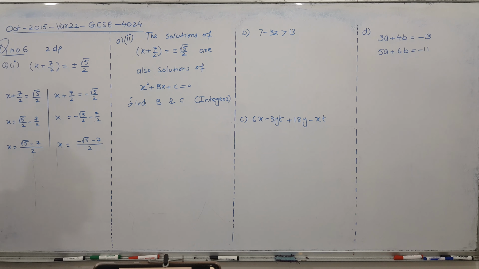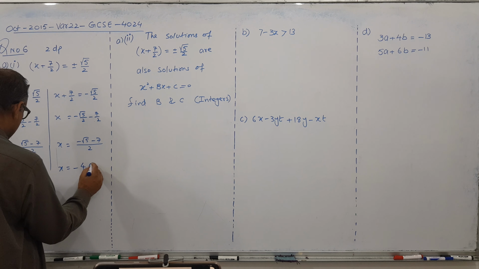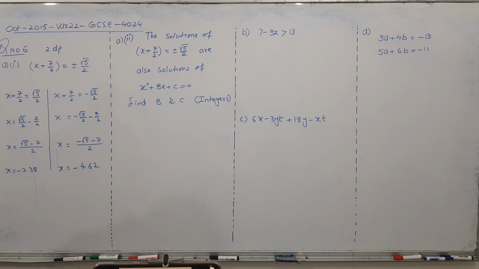He said give the answer to 2 dp, so it is not hard, simply type it in the calculator. Okay, wait please. Root 5 minus 7 divided by 2, and I am getting the answer here. The answer to 2 dp is minus 2.38, and for the other one there is only an extra negative sign, so it is giving us negative 4.62, you can say. 2 dp is asked, so we have done it.